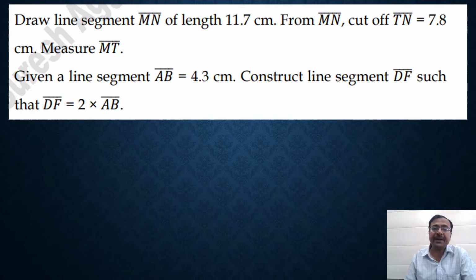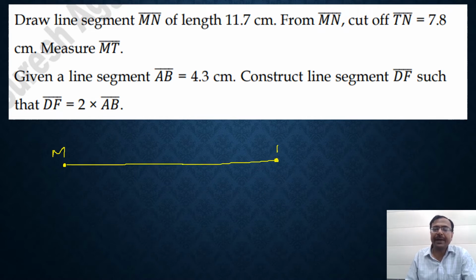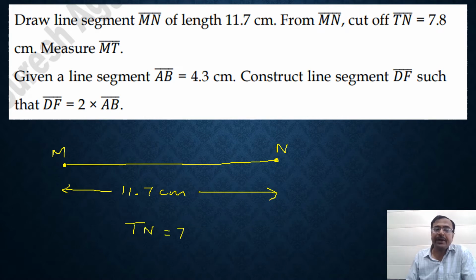Draw a line segment MN of length 11.7 centimeters. So if you draw a line segment starting from this point M, the length is 11.7 centimeters up to N, right? So it's a line segment. So you need to mark the end points and mark them as M and N. Now from MN, you need to cut off TN equal to 7.8 centimeters. So the length here, this length is 11.7 centimeters, and we need to cut off TN as 7.8. So this point T will lie on MN.